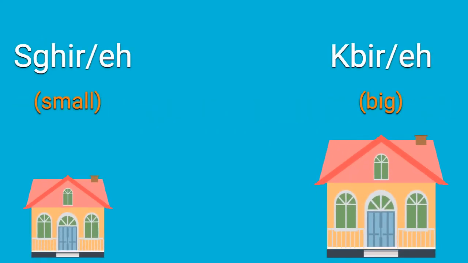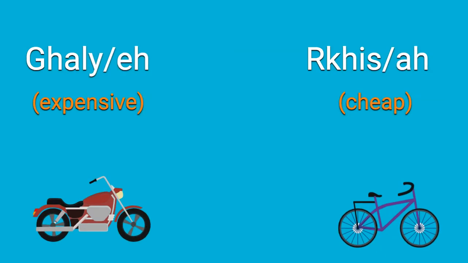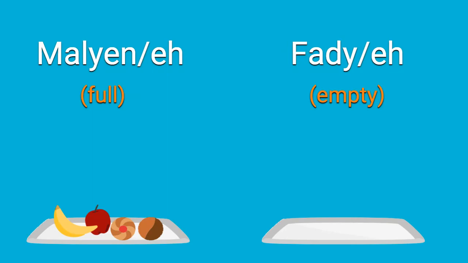Zghir, zghire. Kbir, kbire. Jdid, jdide. Adim, adime. Ghali, ghalie. Rakhis, rakhisa. Tawil, tawile. Asir, asire. Malien, maliene. Fade, fadie.